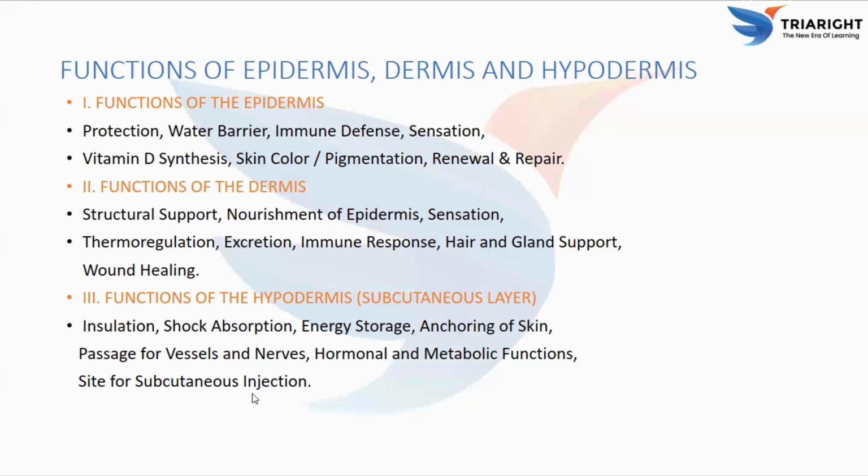So now what are the functions of the hypodermis? The hypodermis is also called the subcutaneous layer. It provides insulation, cushioning, and energy storage. So in insulation, what does it do? It reduces heat loss and maintains body temperature. In shock absorption, it protects the underlying organs, muscles, blood vessels, and bones from trauma. In energy storage, the adipocyte cells store fat as long-term fuel.